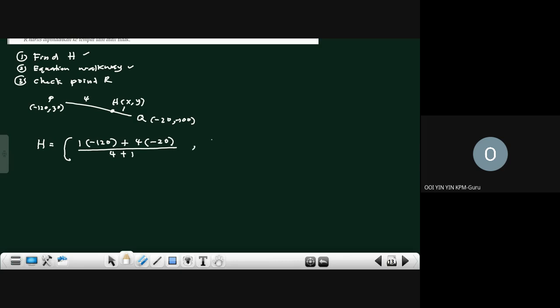Okay, so here also Gaussian's 1 multiply with your 30 and then plus your 4 multiply with your, not this one x, now y, 100. And then divide with your 4 plus 1, close bracket. Okay, then calculate what you will get here. You calculate yourself: negative 120 plus negative 80, 200, 200 divide by 5, you get 200 divided by 5, 40, negative 40. And this 30 minus 400, you get negative 370. Right, negative 370. If you divide with 5, you will get negative 74.